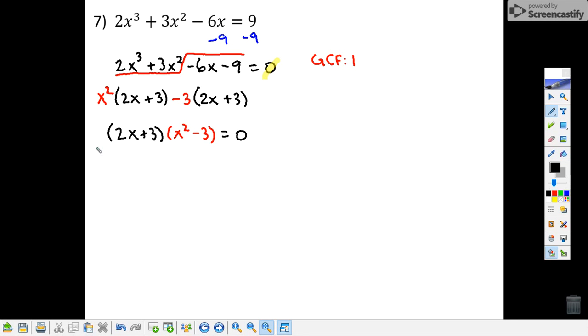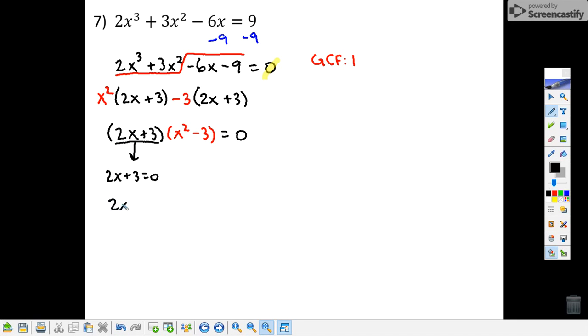Okay? So remember, this all still equals 0. Now, to solve this, since this is equal to 0, anytime you multiply anything by 0, your answer will be 0. So if we can get this entire factor right here equal to 0, or find the 0 of this factor, then this entire equation will equal 0. So I'm going to go ahead and solve. I set 2x plus 3 equal to 0.